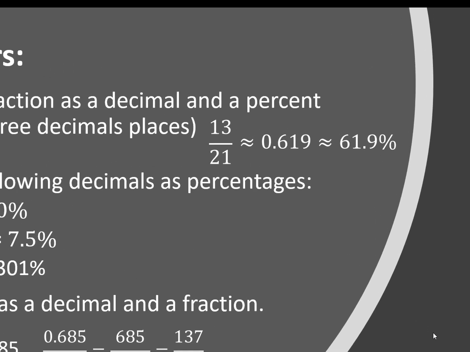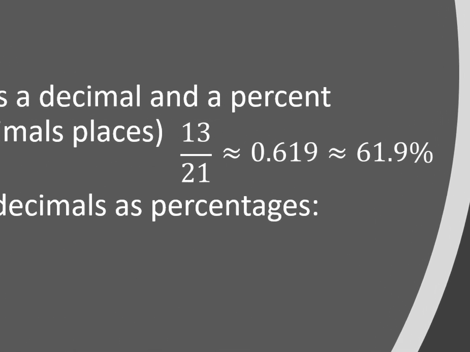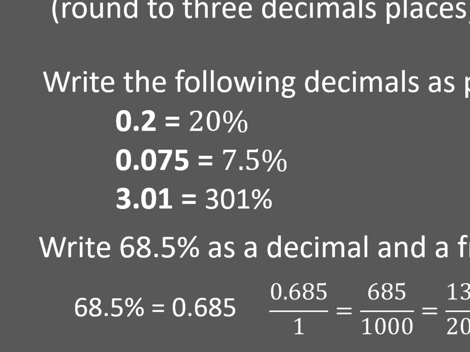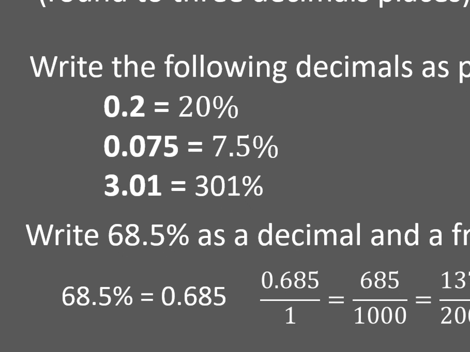Here are the answers. 13 divided by 21 is 0.619 rounded, which becomes 61.9%. 0.2 becomes 20%, 0.075 becomes 7.5%, and 3.01 becomes 301%.